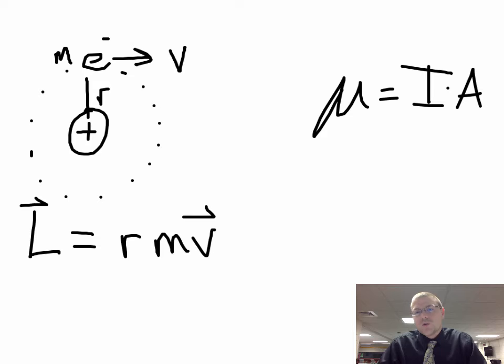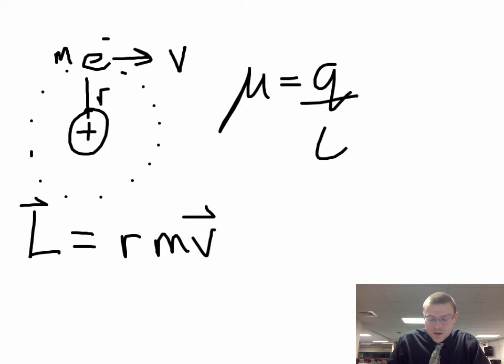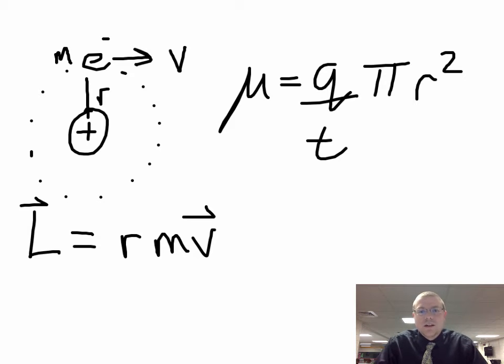Well, if I want to solve for the dipole moment of this little moving charge, I've got to dissect my mu over there. I'm going to replace current with the definition of current, which we said was charge passing through something per second, and I'm going to replace the area with pi r squared, since that is the area that that little charge moves around the circle. It's a flat area, it's not a surface area.